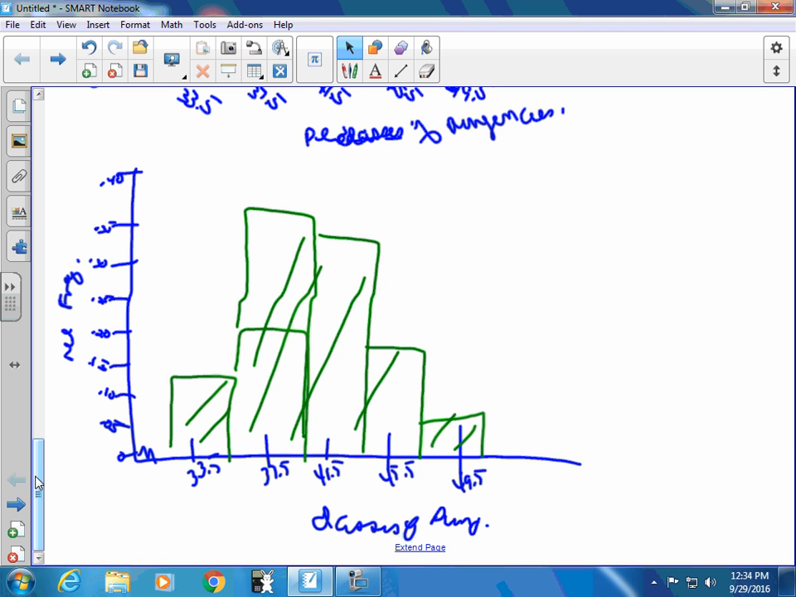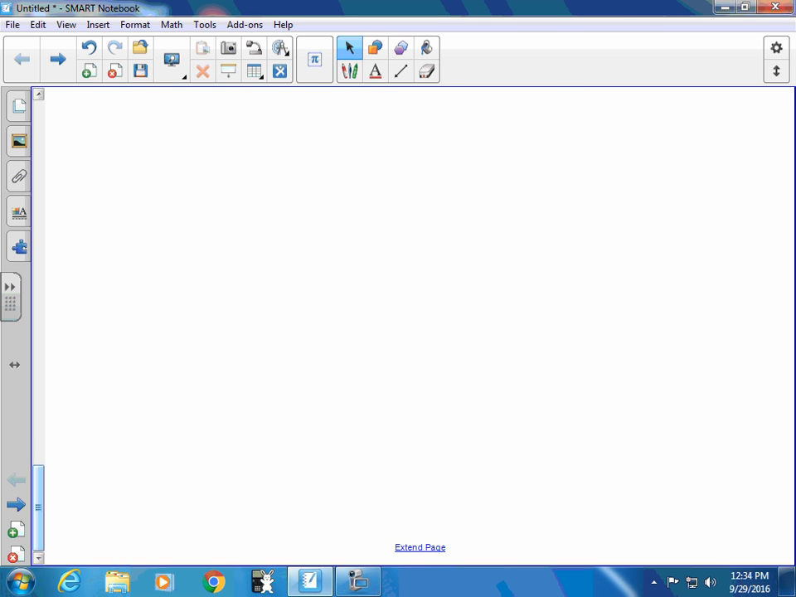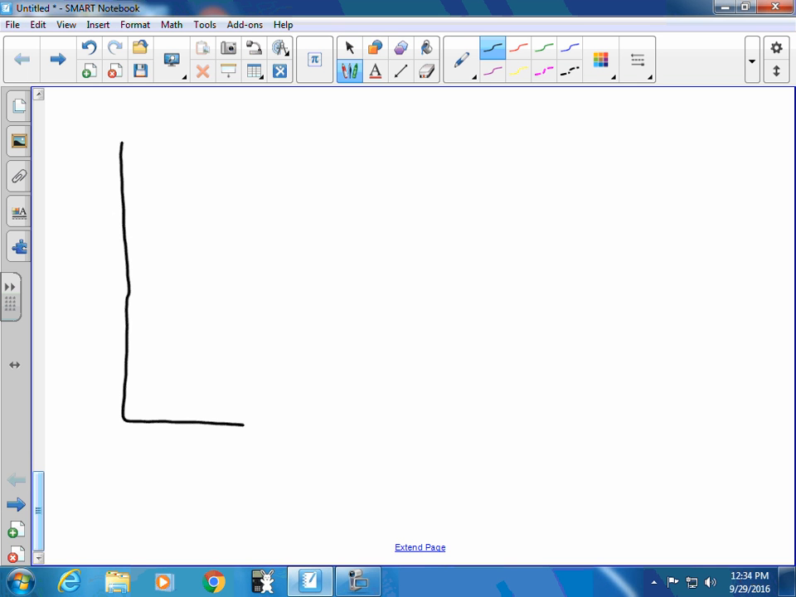Questions on this one? Good. Now the last one is the different one. This one's a little bit different because this is your ogive graph. This is your cumulative frequency graph. Again, you're still going to use the graph paper. This is your ogive. Give it a title.